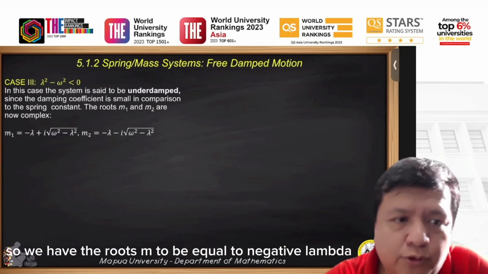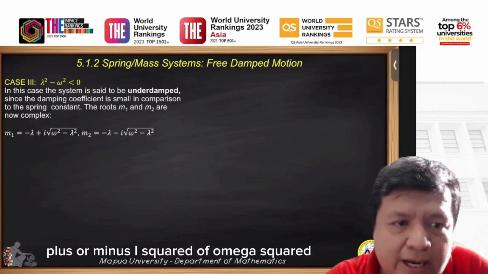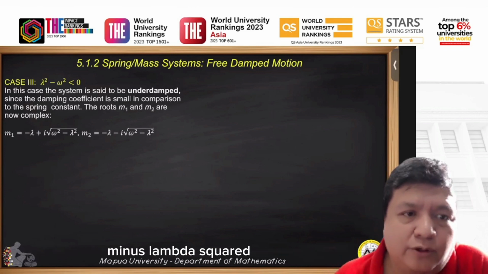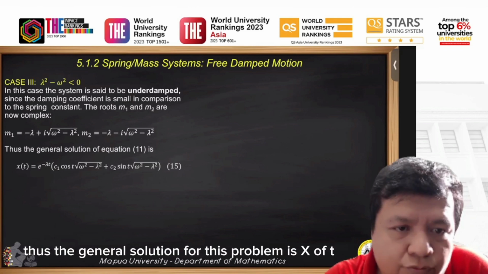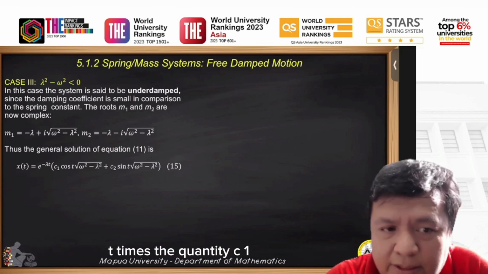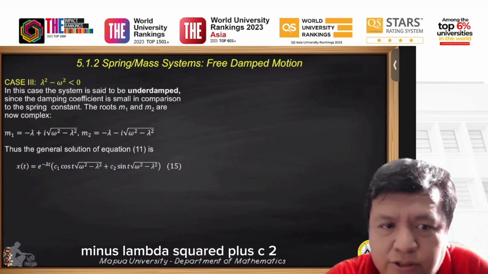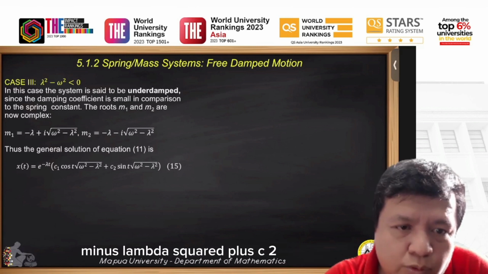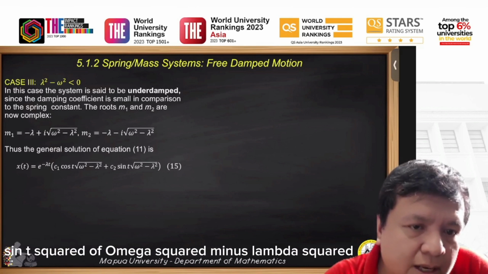So we have the roots m equal to negative lambda plus or minus i square root of omega squared minus lambda squared. Thus, the general solution for this problem is x of t equal to e to the negative lambda t times the quantity C1 cosine t square root of omega squared minus lambda squared plus C2 sine t square root of omega squared minus lambda squared.